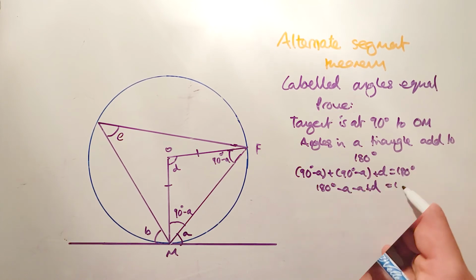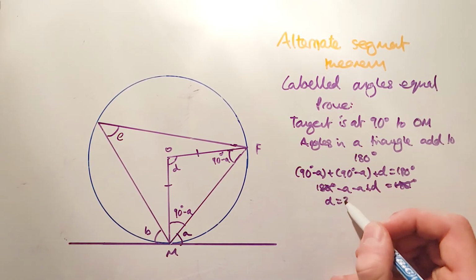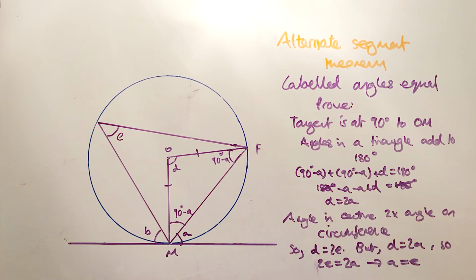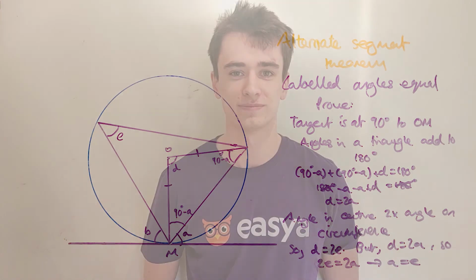Again, the angles in this triangle add up to 180 degrees. This shows that D is equal to 2A, but D is also equal to 2E, as it's the angle in the centre and E is the angle on the circumference. So, setting these equal shows that A is equal to E, and we've proved the theorem.